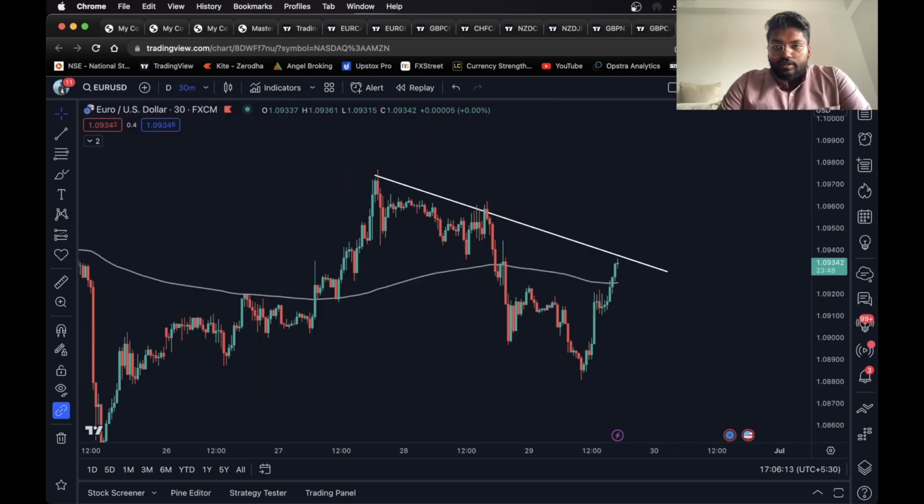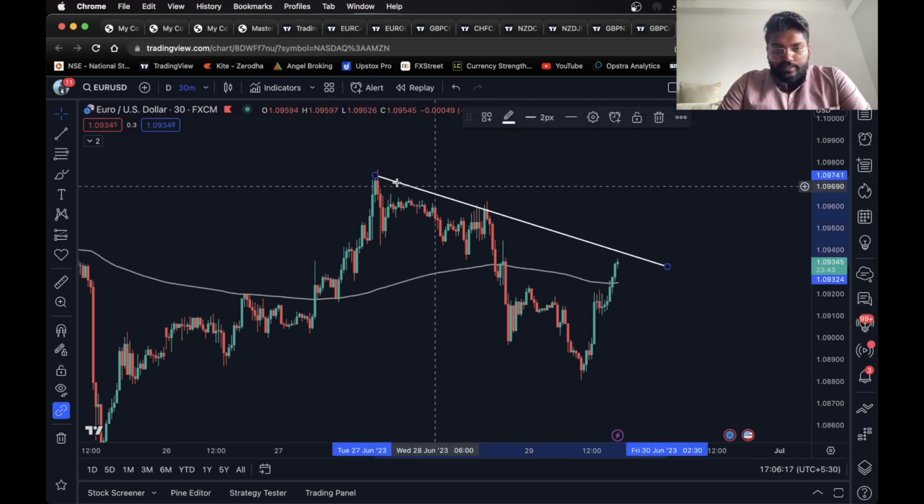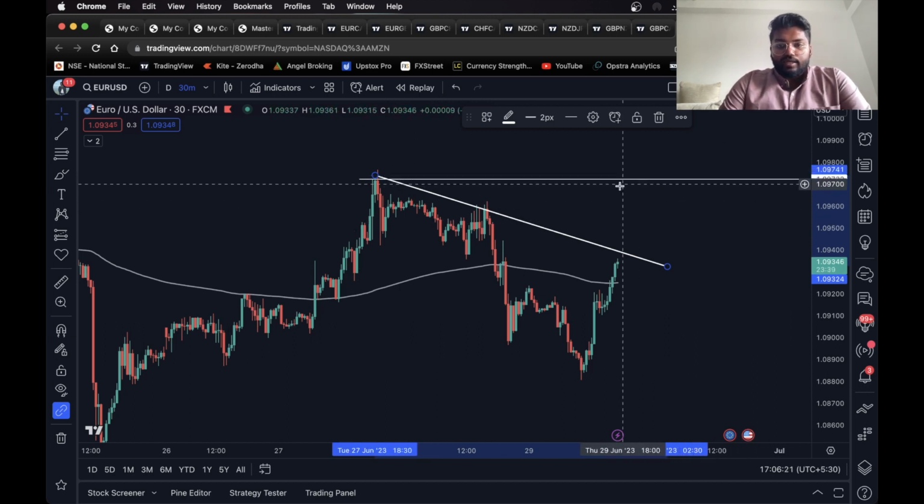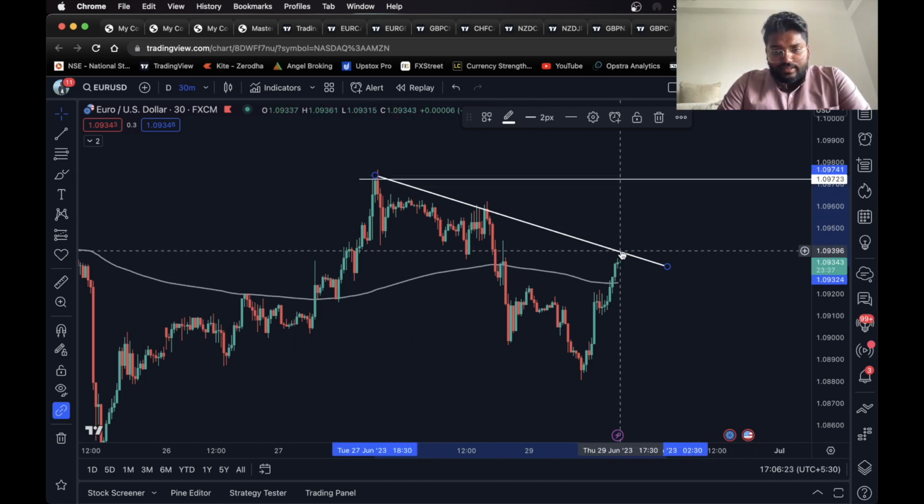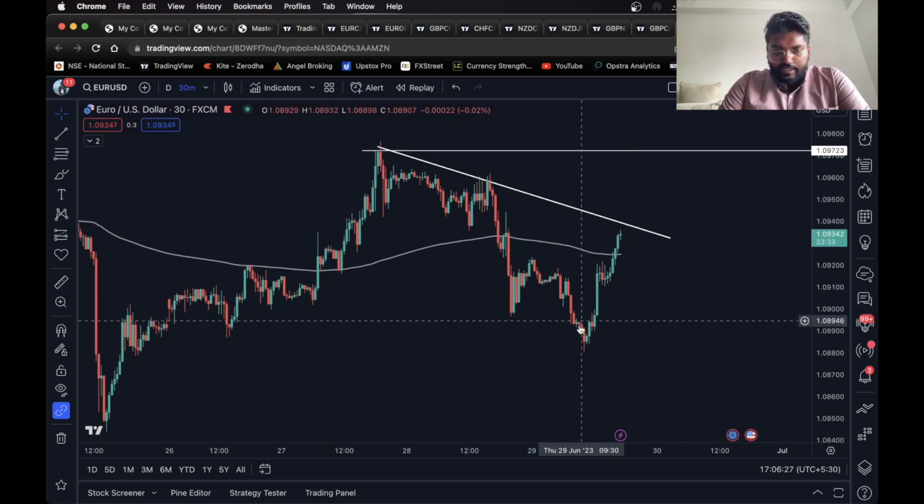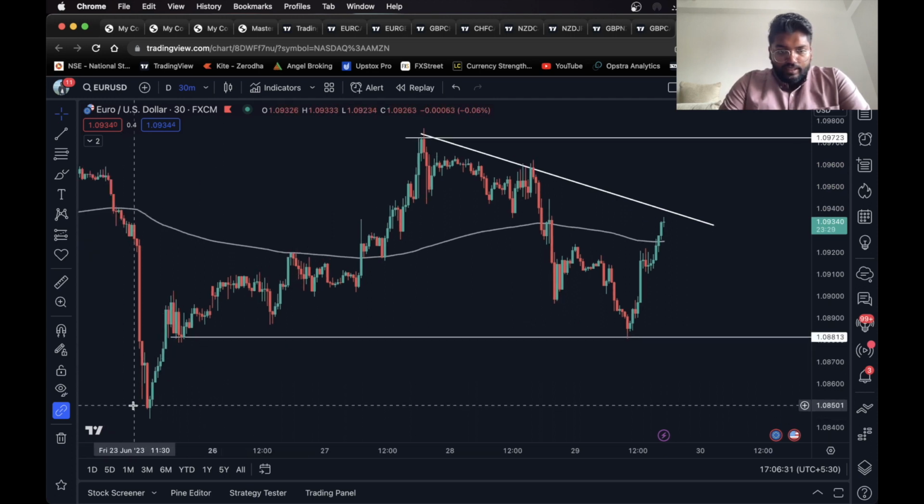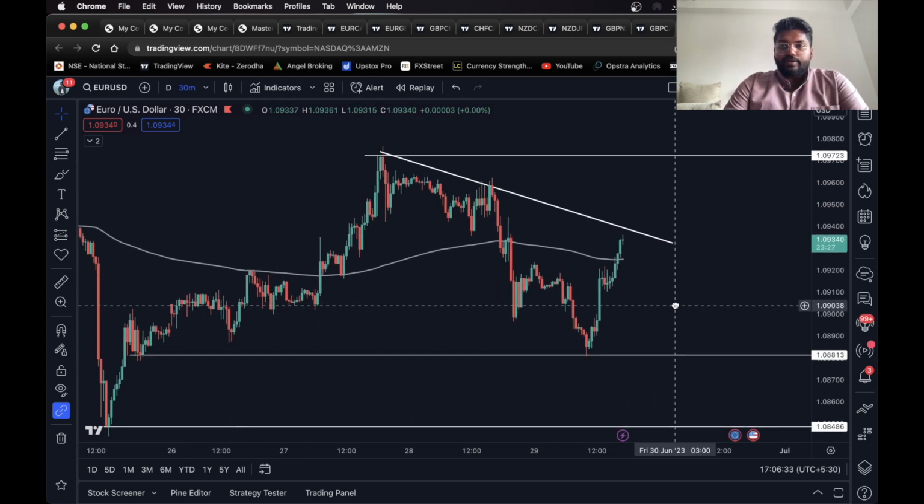So what you can do is wait for it to break the trend line. Once it breaks and sustains above the trend line, you can take a long trade and hold it till here. Just in case it doesn't sustain, takes resistance and closes below the 200 EMA, a short trade can be taken, and you can consider this level as your first target and this level as your second target.